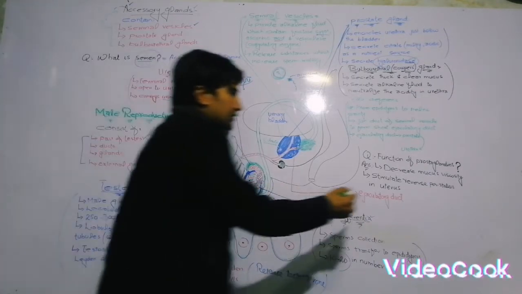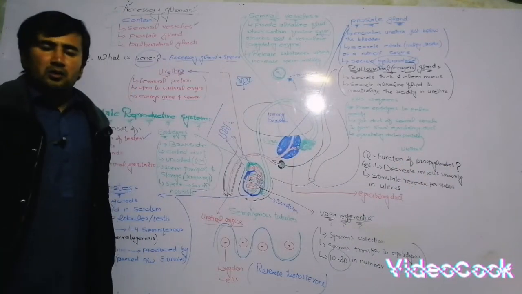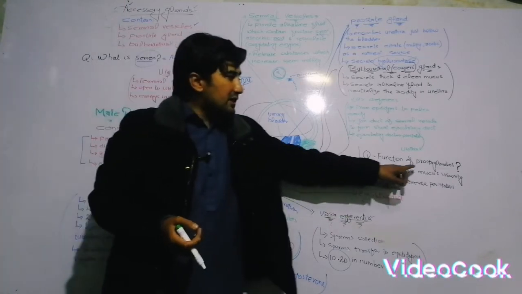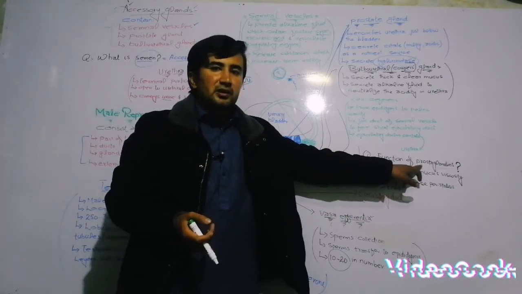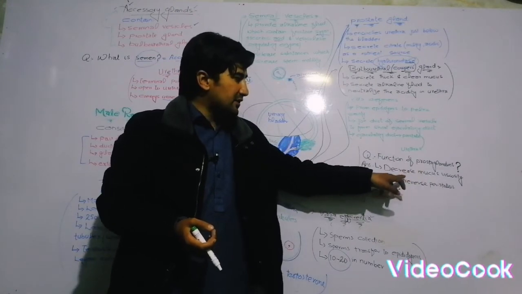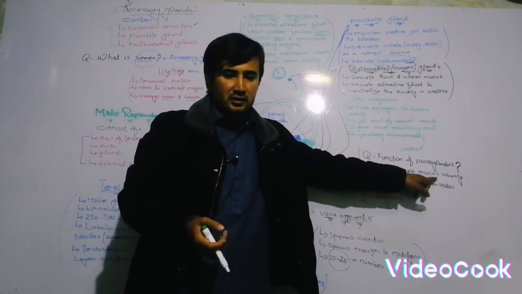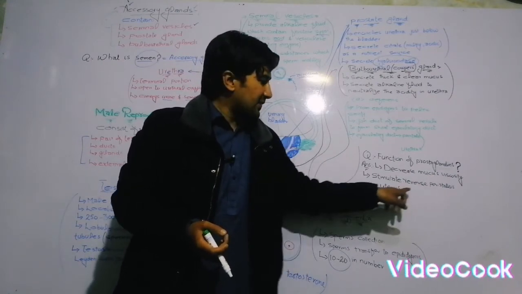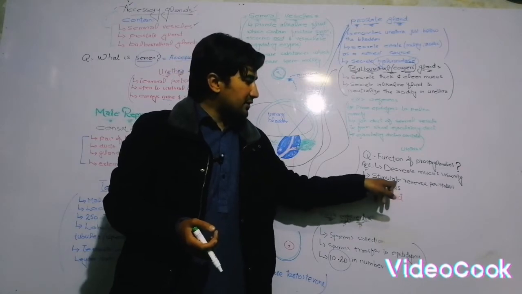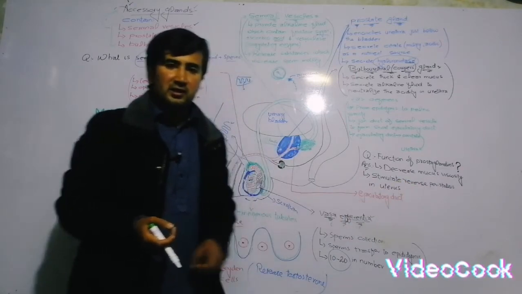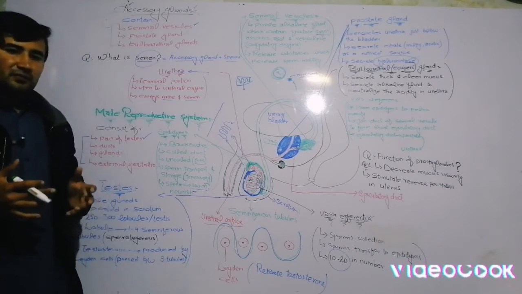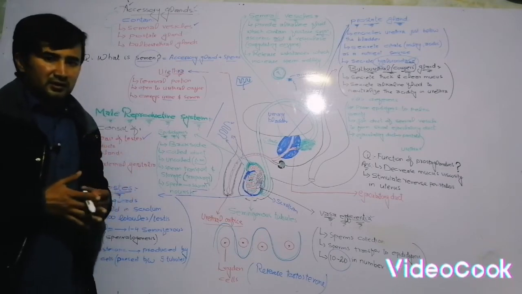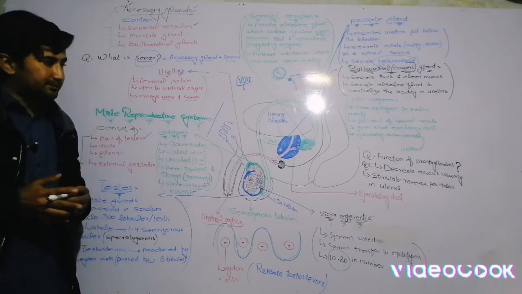Now one thing remains here: prostaglandins. What do prostaglandins do? Prostaglandins are active lipids, and their function is to decrease the mucus viscosity and then stimulate reverse peristalsis in the uterus. After this stimulation, it becomes easy for the sperms to reach their target in the female reproductive system.